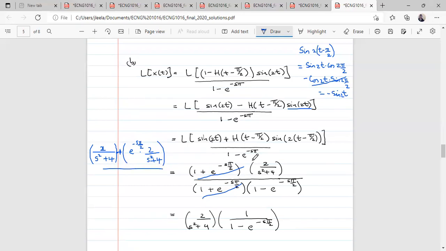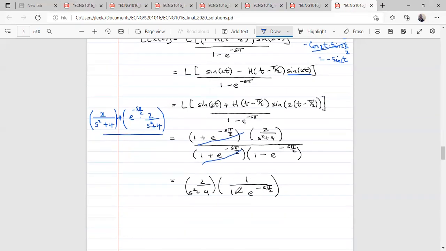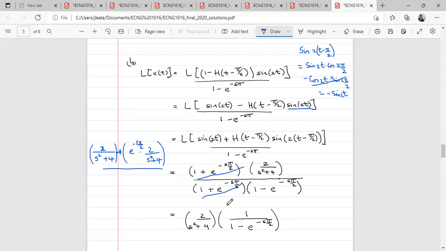And then the bottom here, right? You could treat this as the difference of 2 squares. So you'll have 1 plus e to the minus s pi over 2 into 1 minus e to the minus s pi over 2. And then these two will cancel and you'll end up with 2 over s squared plus 4 into 1 over 1 minus e to the minus s pi over 2. So these are the little tricks here you have to learn to be able to see and work out when you're doing problems of this nature. Right? So you have to look at it carefully.